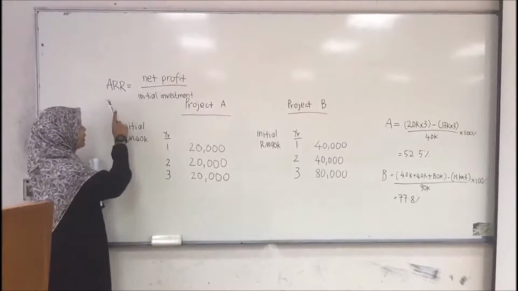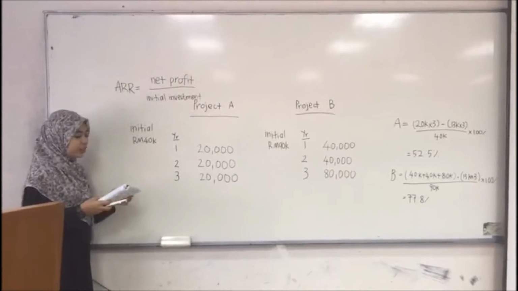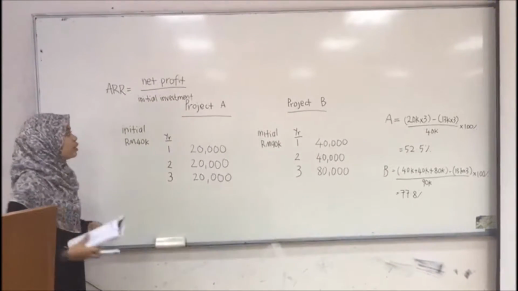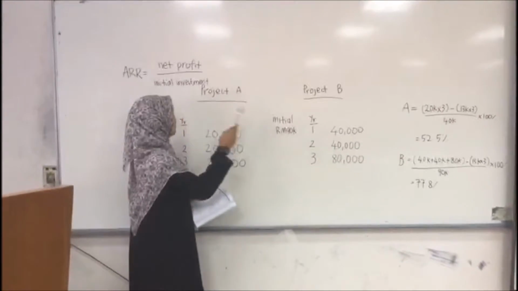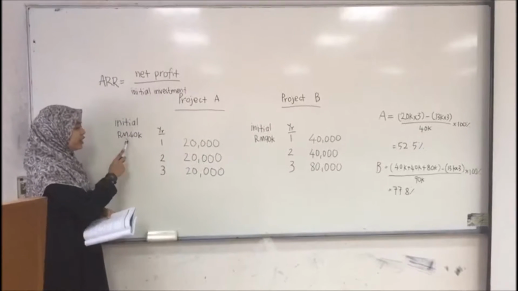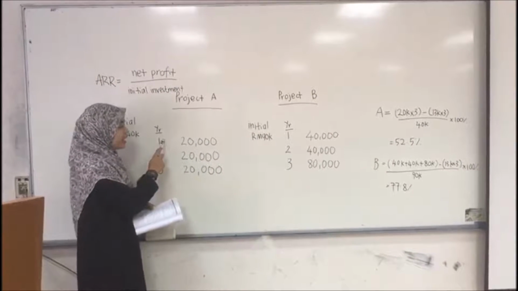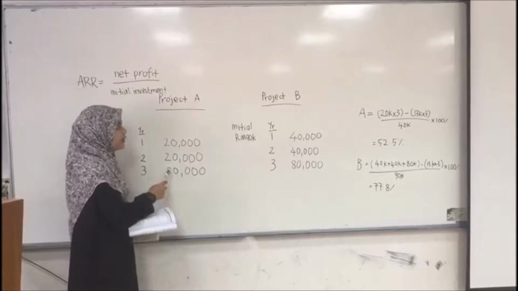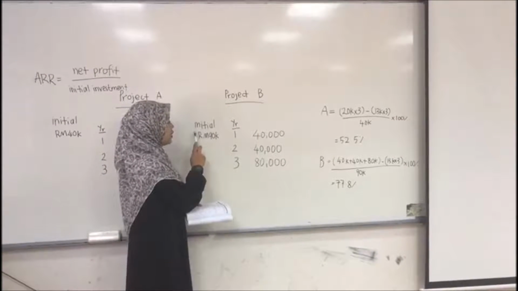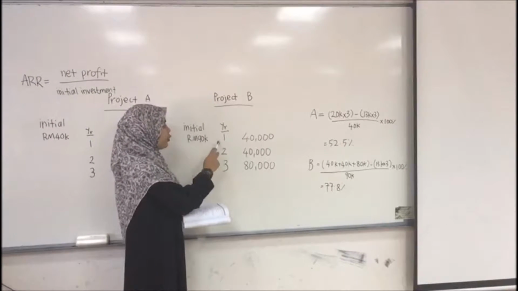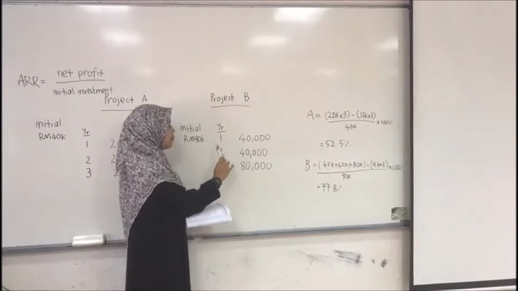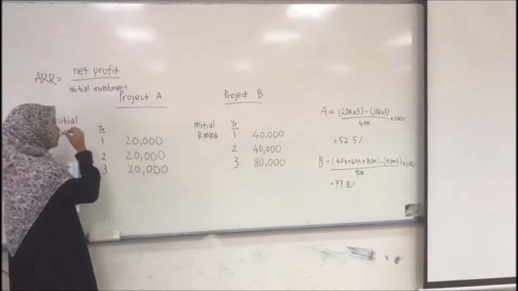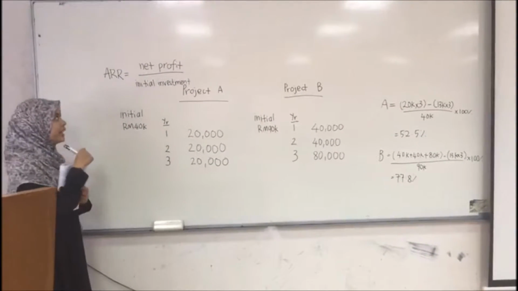Okay, next is accounting rate of return, which estimates the accounting return relative to the average investment made in the project. So we have two projects, project A and project B. For project A, the initial investment is 40,000 and the inflow is 20,000 for year 1, 20,000 for year 2, and 20,000 for year 3. For project B, the initial investment is 90,000 and the inflow for year 1 is 40,000, year 2 is 40,000 and year 3 is 80,000.